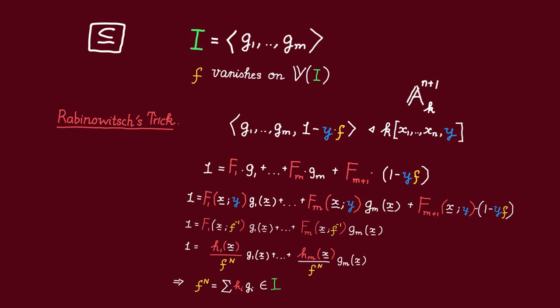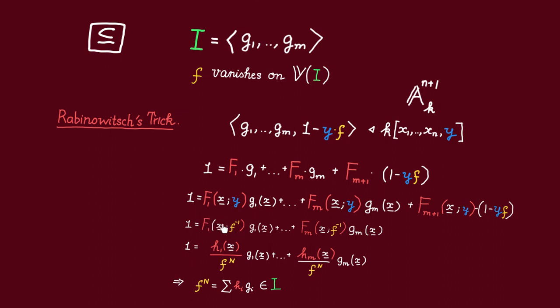In other words, we should be able to write 1 as a combination of these gi's and 1 minus yf with coefficients in this polynomial ring. Note that these coefficient polynomials are in the variables xi and y. Now, this is an identity as polynomials, so we can plug in for y the function f inverse, which would then cancel this term, and thus we can write 1 as a combination of the gi with coefficients being polynomials fi in the variable x together with f inverse.